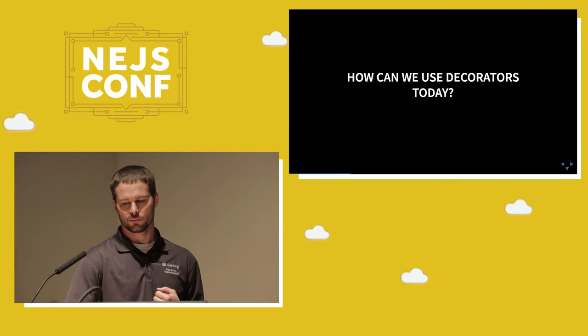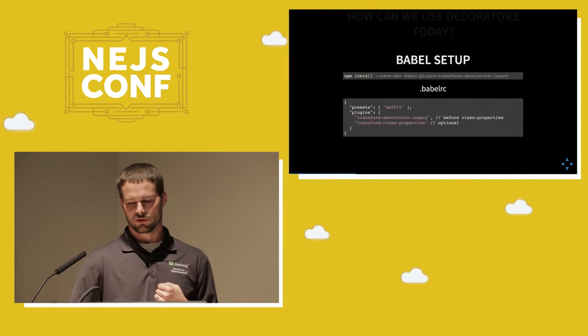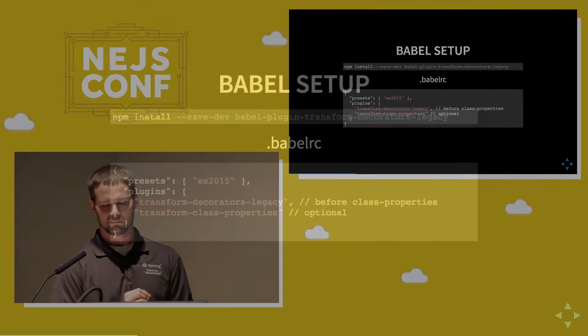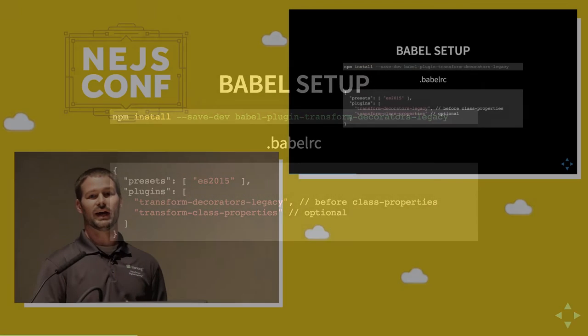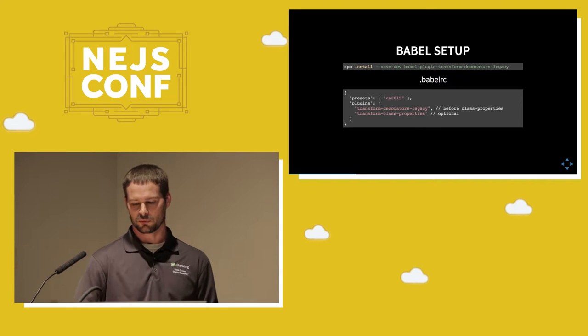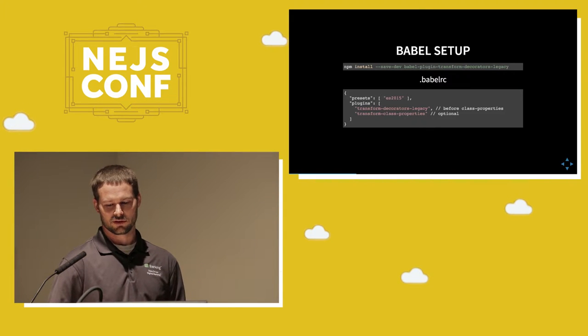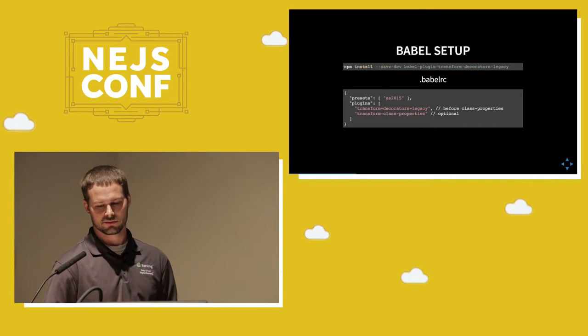So with that said, how can we use them? Well, the first thing you need to do is npm install, and don't do that now. But the important thing to keep in mind here is that if you're gonna use class properties, which a lot of people probably do use, you need to put the decorators plugin before that. Otherwise, your decorators won't work with class properties. So a little gotcha that you wanna keep in mind.